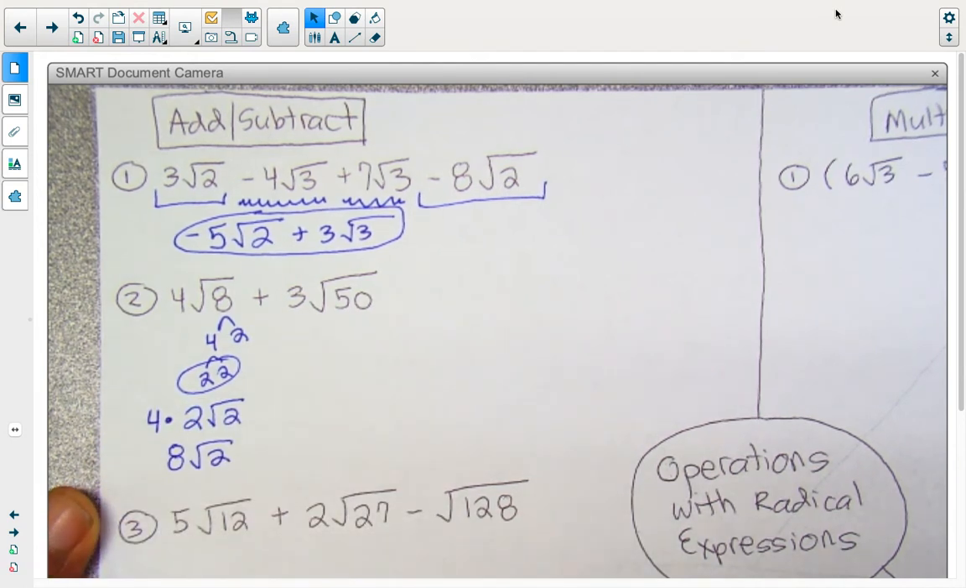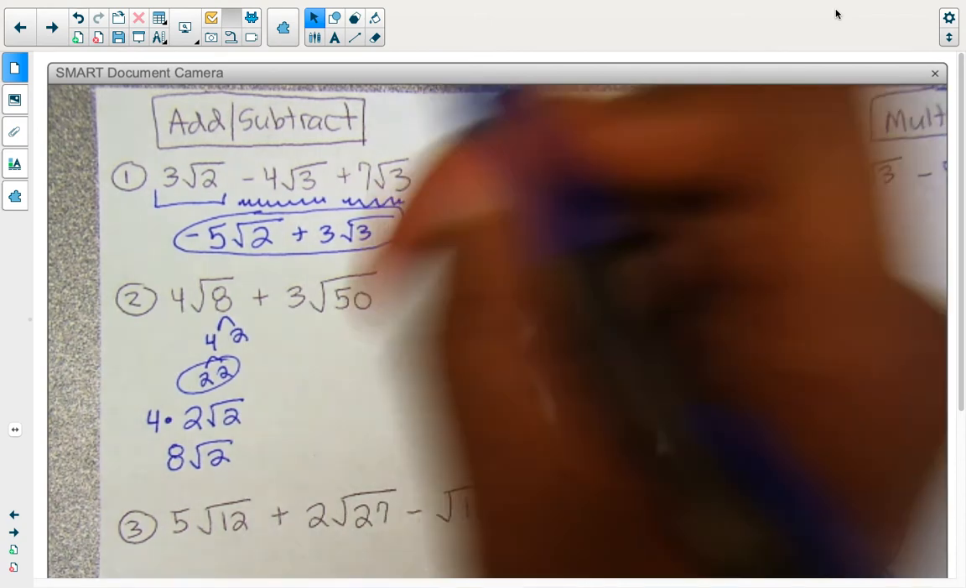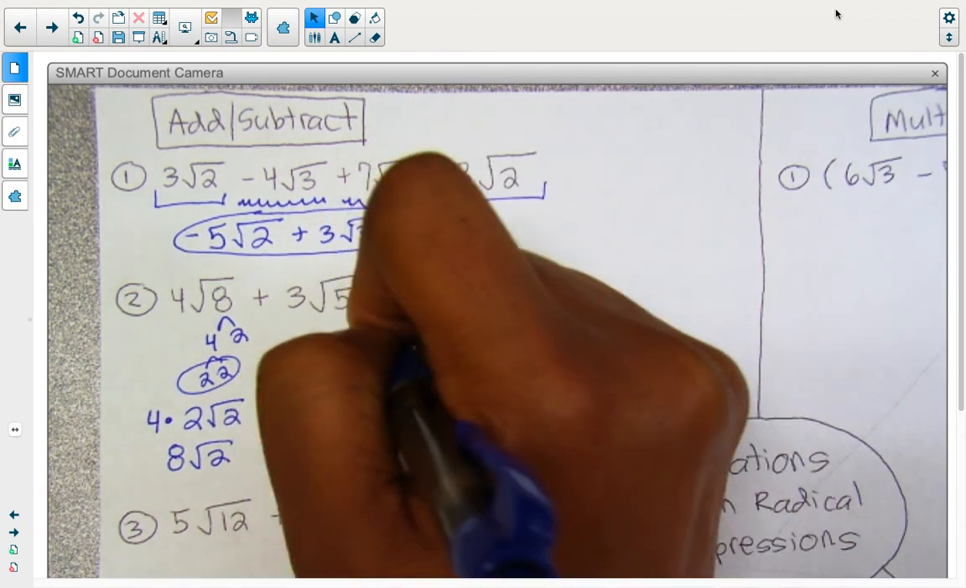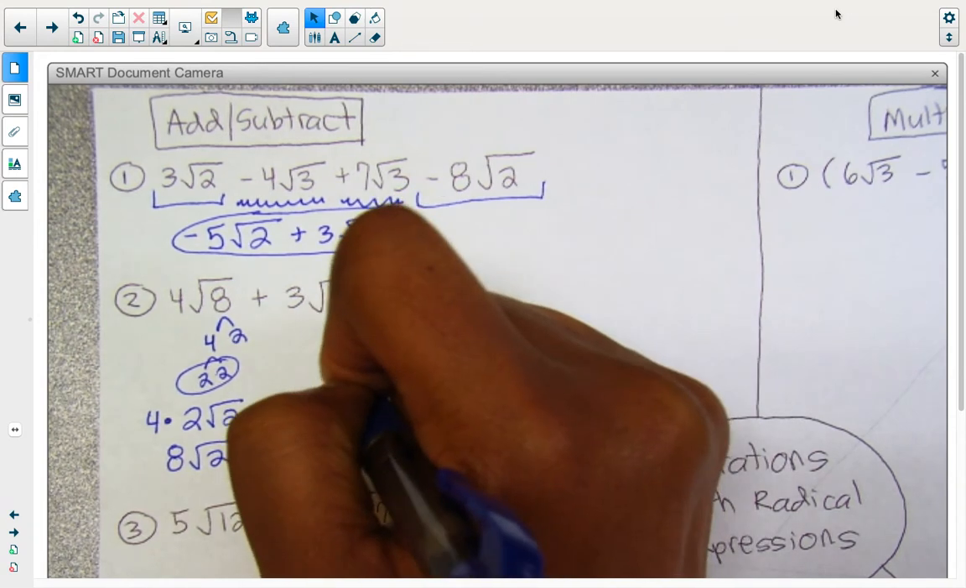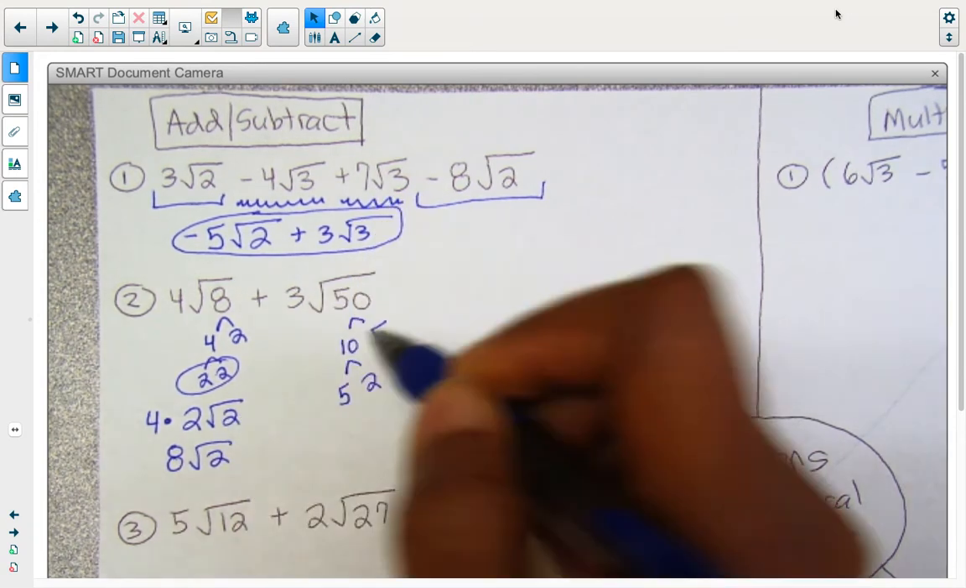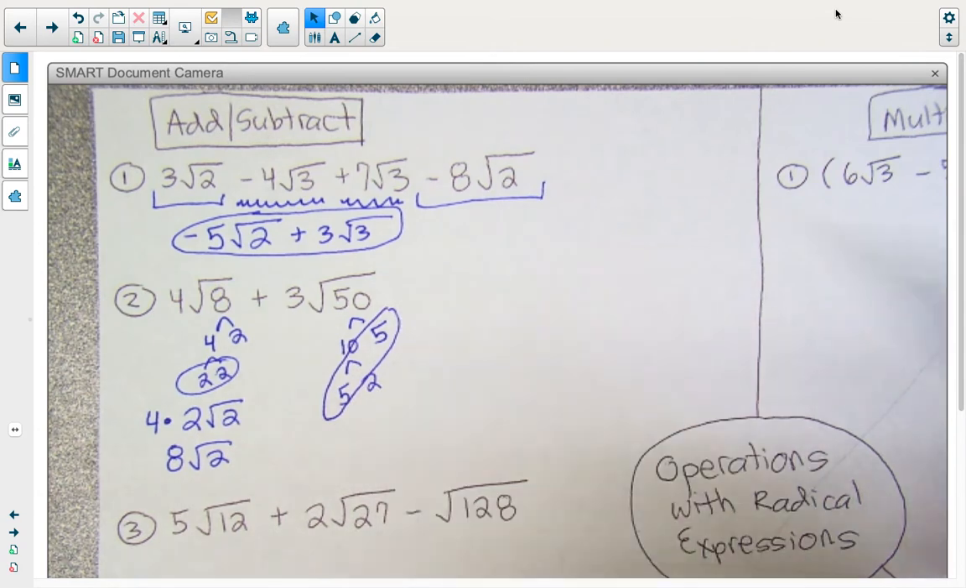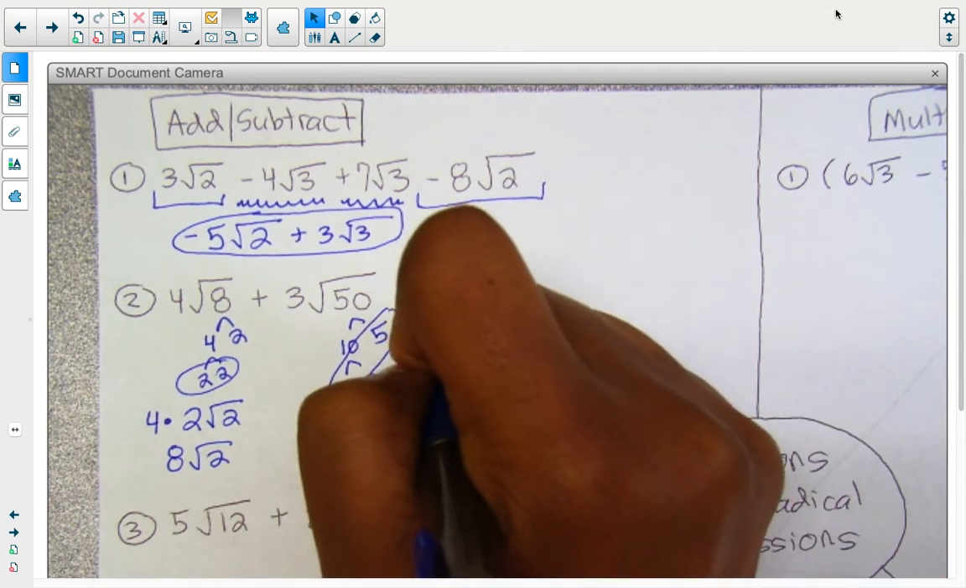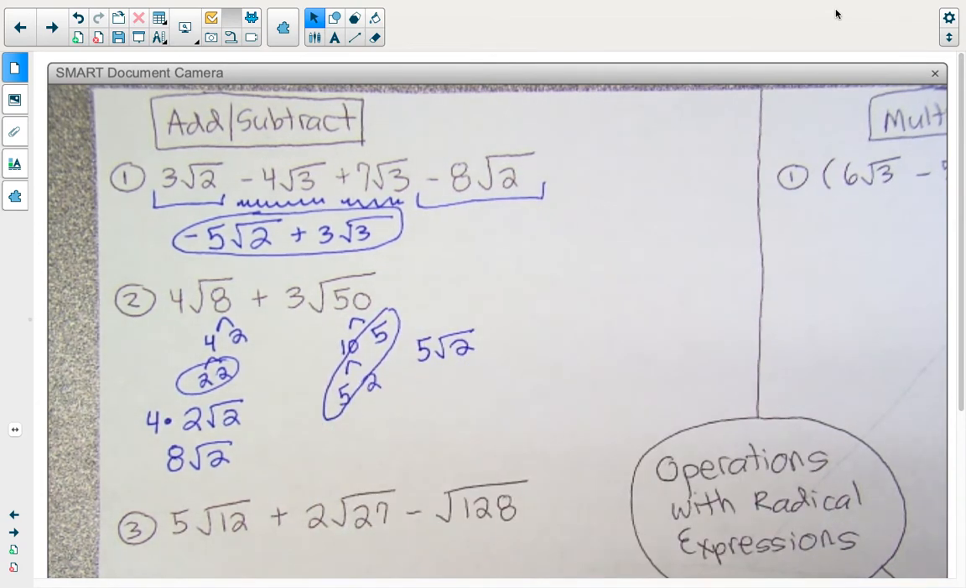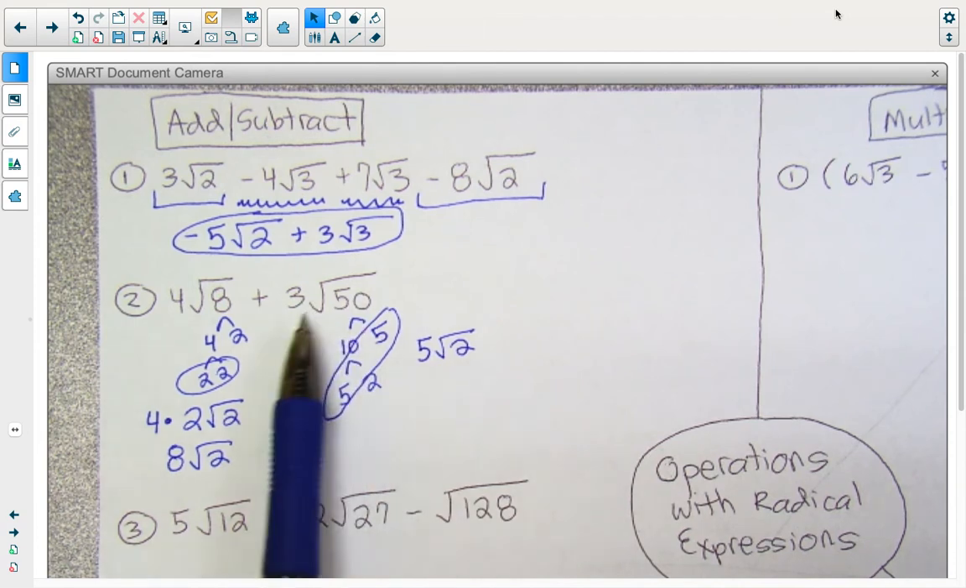So again, I did a factor tree. Break your factor tree all the way down to prime numbers. Pairs go on the outside and everything else goes on the inside. Let's try 50. 50 is going to give me 10 and 5 and 5 and 2. So I can write this down as 5 square roots of 2. So the square root of 50 is written as 5 square root 2. And I have a 3 that's in the front.